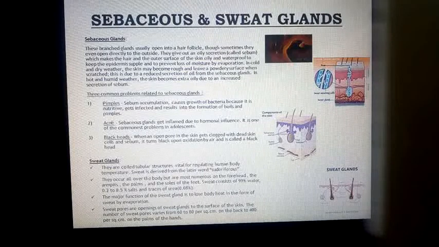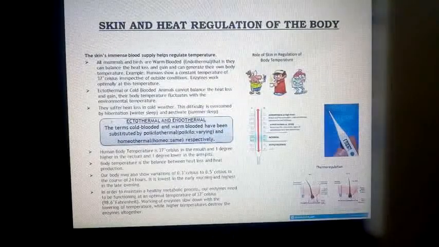Sweat pores are openings of sweat glands to the surface of the skin. The number of sweat pores varies from 60 to 80 per square centimeter. On the back we have 400 per square centimeter on the palms of the hands. Got it, children? That is why we sweat more in the hands.